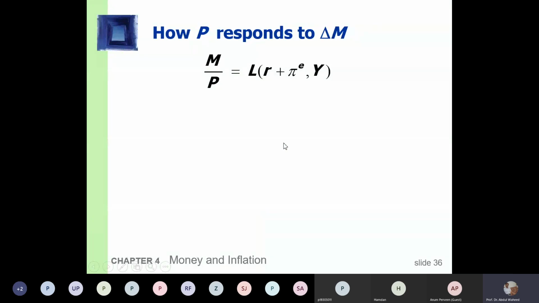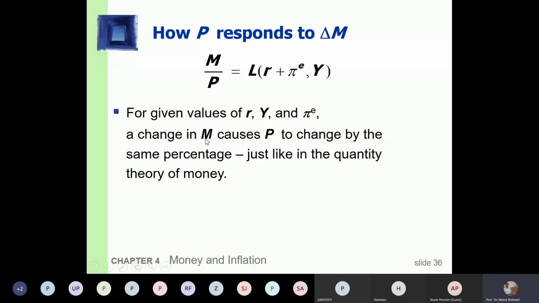And how will price respond to a change in money supply? Because these are given, real interest rate, real income, and expected inflation, a change in money supply causes a change in price. Okay, and this is by the same percentage as we discussed in the quantity theory of money. So here again, if there is a change in money supply, there will be a change in price by the same percentage.